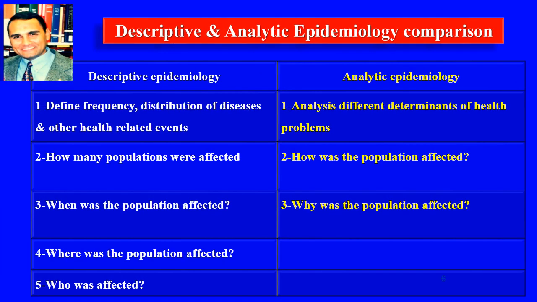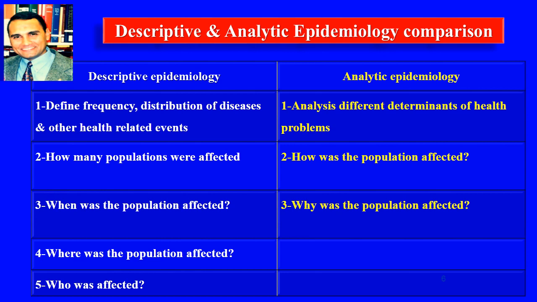Comparison between descriptive and analytical epidemiology. Descriptive epidemiology defines the frequency and distribution of diseases and other health-related events, while analytical epidemiology analyzes the different determinants of diseases and other health problems. In descriptive epidemiology, we are looking at how many in the population were affected, and at the same time, in analytical epidemiology, how the population was affected.